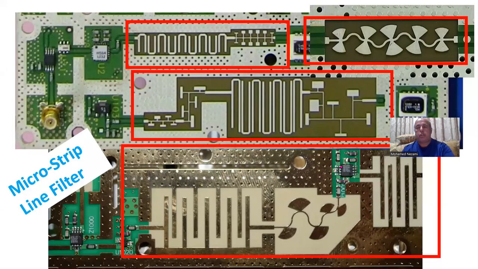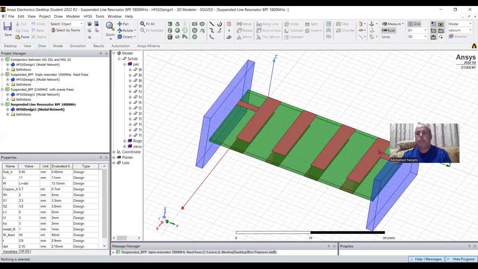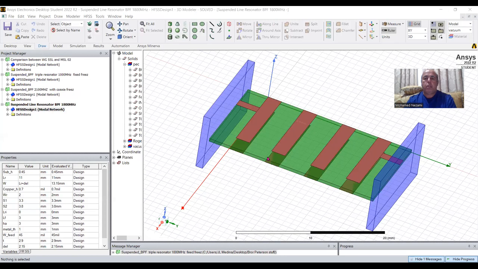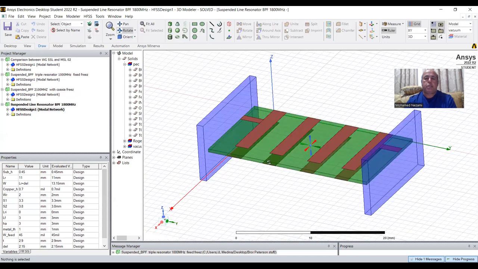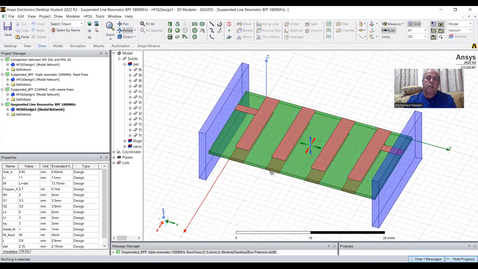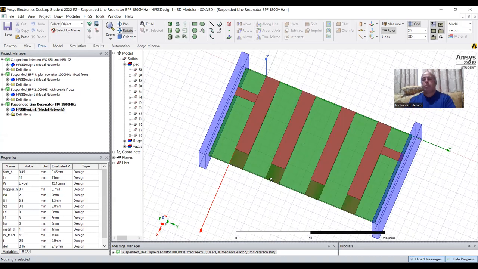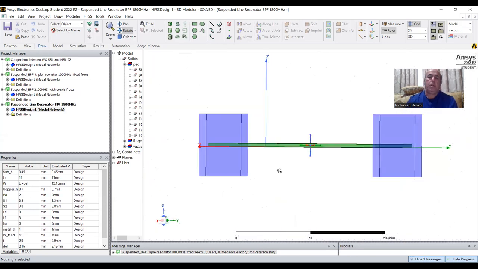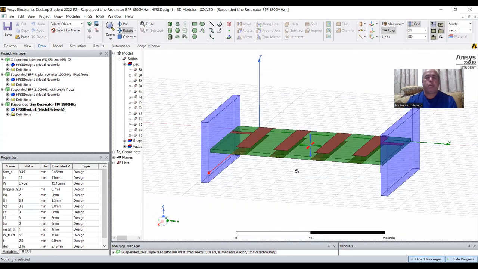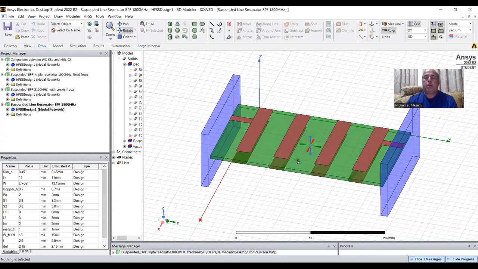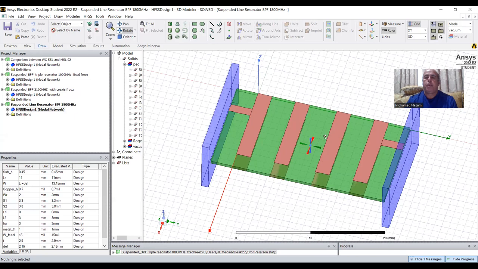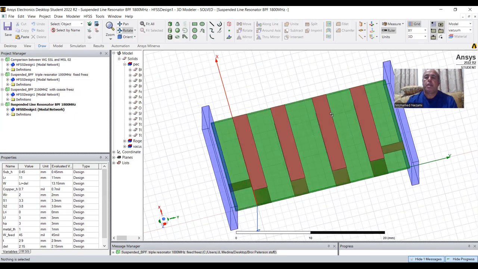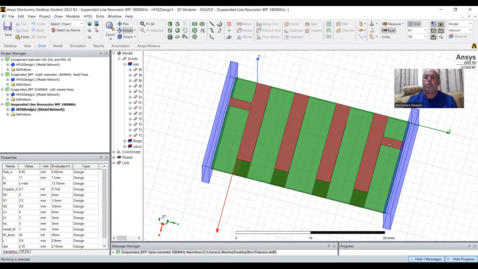Before we talk about the filters that I'm going to cover today, I have three model filters. This is a substrate, which is not an interdigital or a hairpin microstrip filter, although it does have some similarities. This is a suspended capacitively coupled transmission line filter, where we have a set of resonators on top, then a substrate, and at the bottom we have another set of resonators. We feed the signal on the top ones.